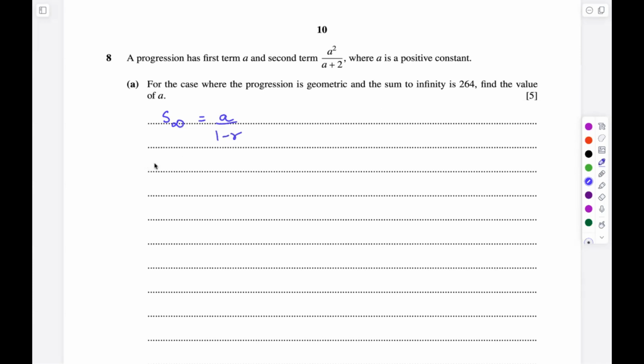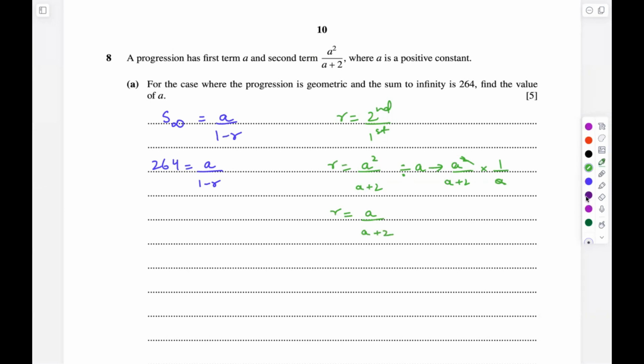So the sum to infinity is given as 264, which is equal to a upon 1 minus r. Now, to find a, we need to make a substitution in place of r. Now, r is basically the common ratio, which is found by dividing two consecutive terms. So we can divide the second term by the first term. The second term is a squared divided by a plus 2, and we'll divide it by the first term, which is a. We can write it as a squared upon a plus 2 multiplied by 1 upon a. a and a will cancel out, so r will be equal to a upon a plus 2.